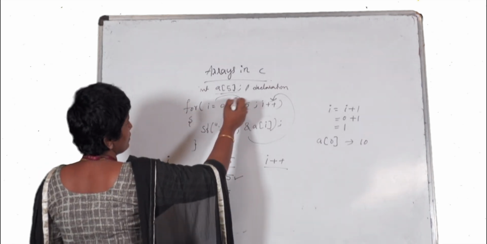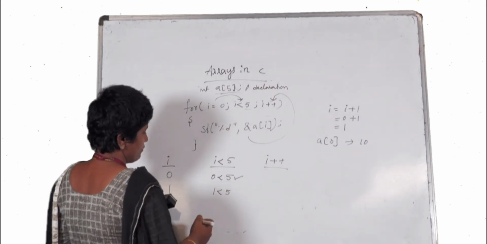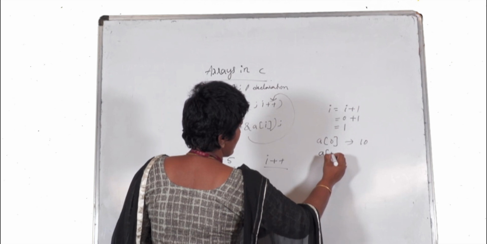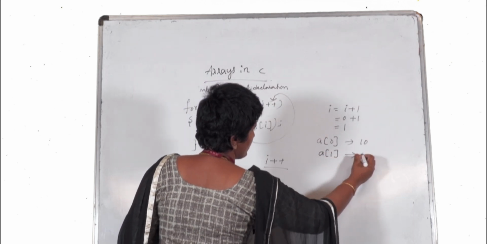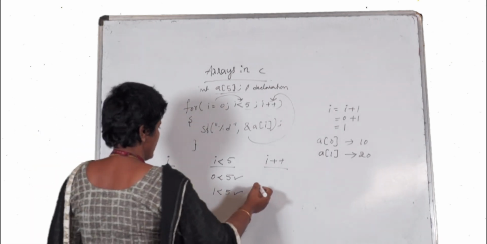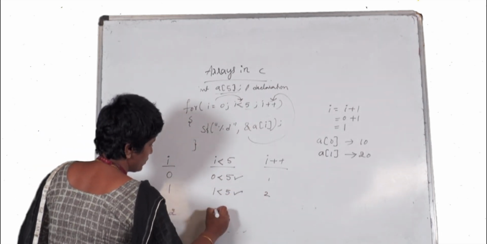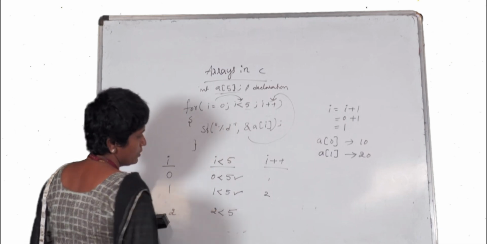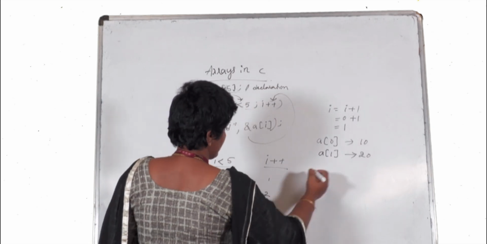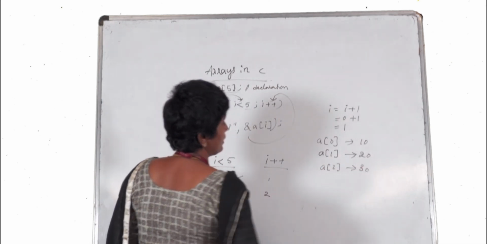Next, 1 less than 5: it goes to the condition part and this condition is true. So it will read the a[1] value, which I will give as 20. Next i is incremented, so i becomes 2. 2 less than 5, this condition is true. Now it will read the a[2] value, so I will give 30.